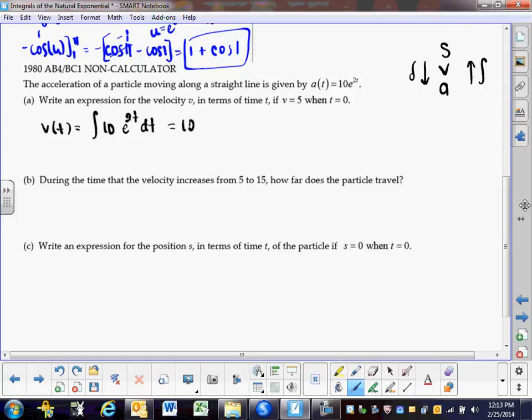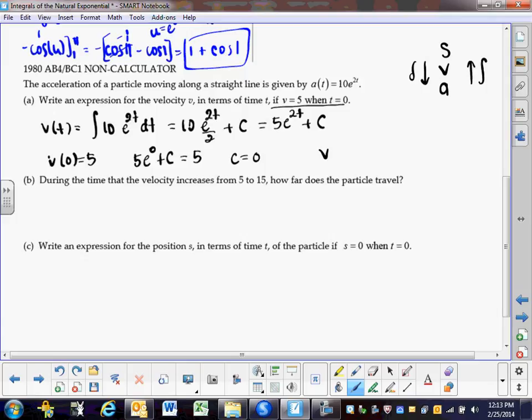Okay, that means we want an expression for v of t. So v of t is the antiderivative of the acceleration function with respect to time. Remember the dt is important. So I'm going to hold the 10, and this is simple e. So e to the 2t divided by 2 plus c, or 5e to the 2t plus c.